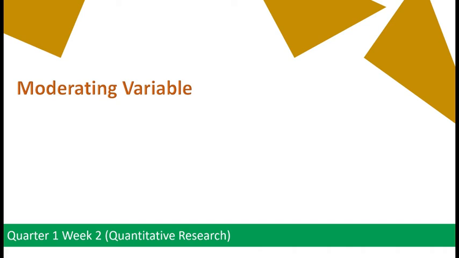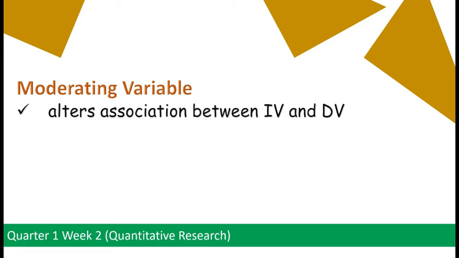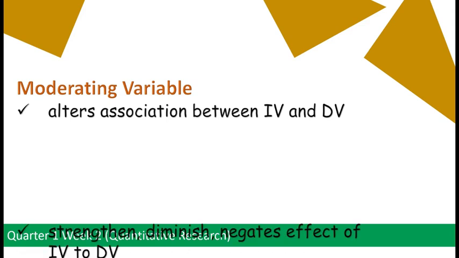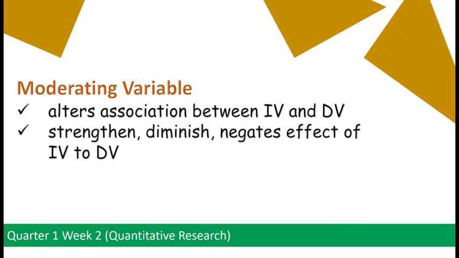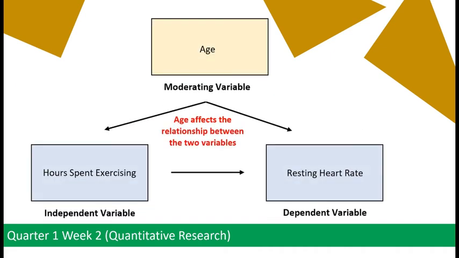The term moderating variable refers to a variable that can strengthen, diminish, negate, or otherwise alter the association between independent and dependent variables. Moderating variables can also change the direction of this relationship. For example, the hours spent exercising may influence the resting heart rate. People who exercise more tend to have a lower resting heart rate.